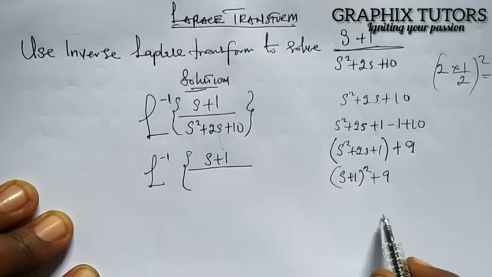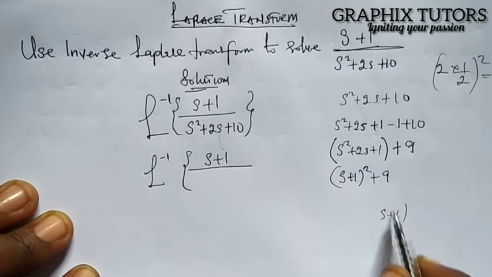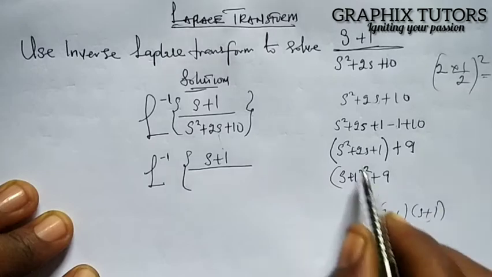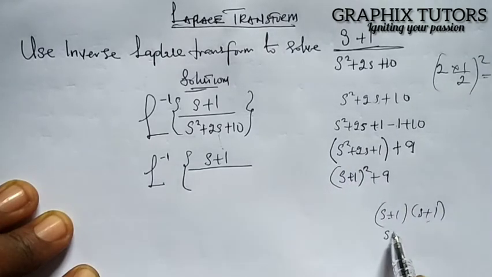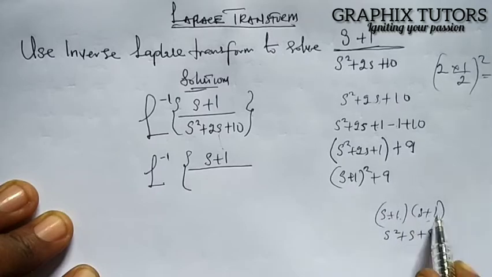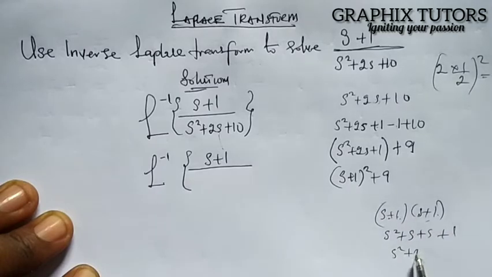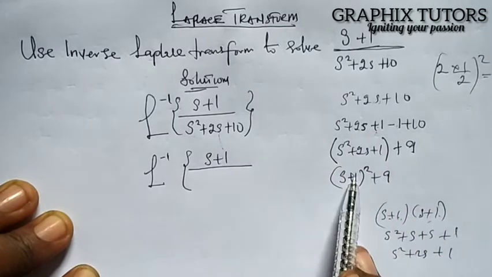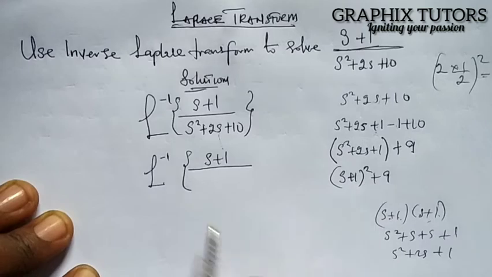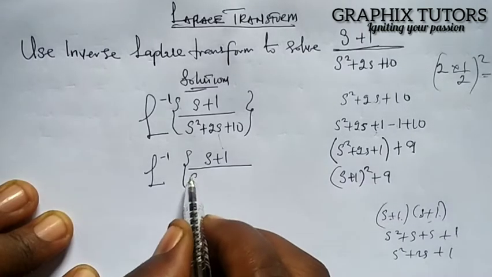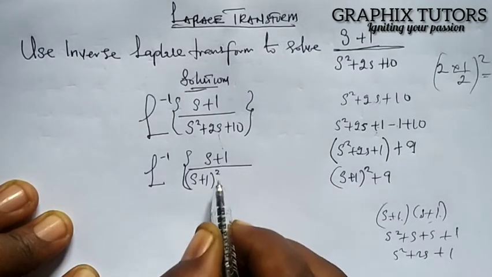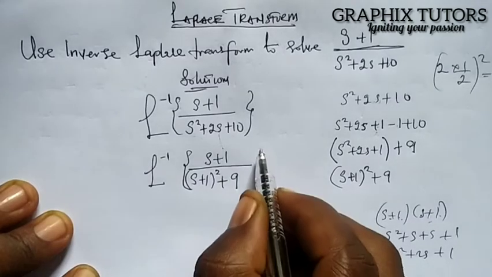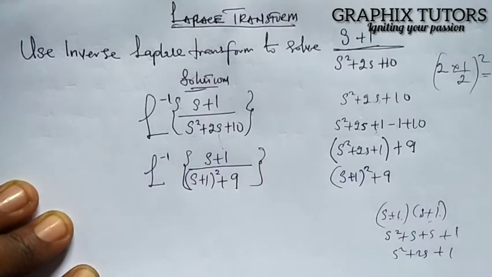Is that taken? Because if you have s plus 1 times s plus 1, it's s plus 1 squared, right? So s times s is s squared. s times 1 is s. 1 times s is s. 1 times 1 is 1. So we're having s squared plus 2s plus 1, which is what we have here. So that is what we're putting here. So we're having s plus 1 all squared plus 9. So this is what we're having. Is that okay now?